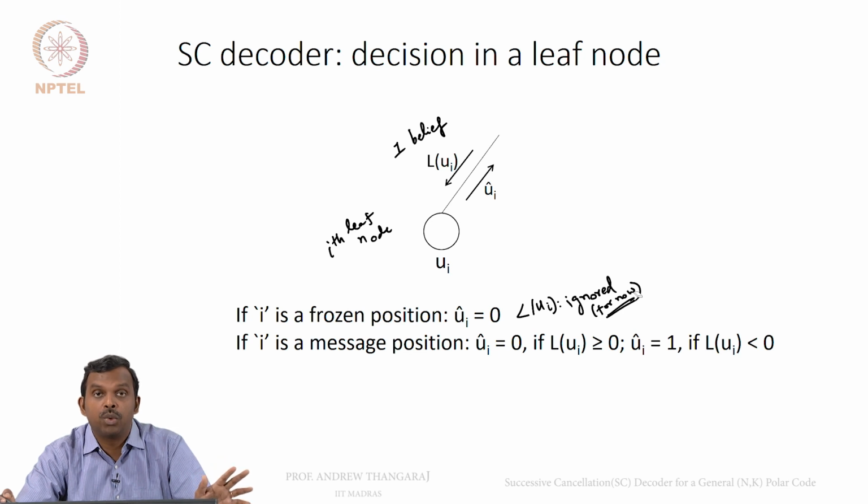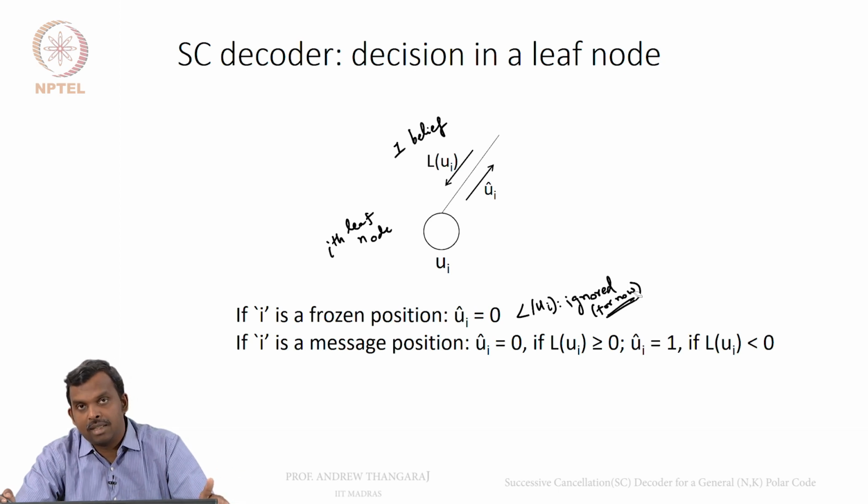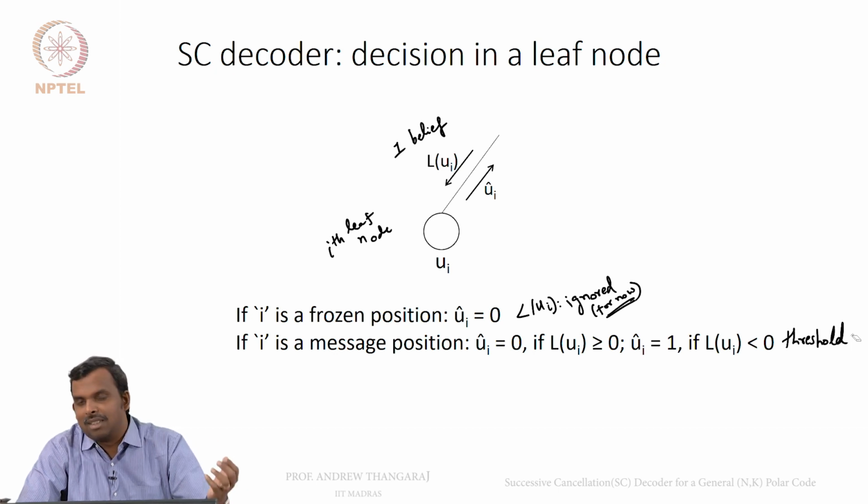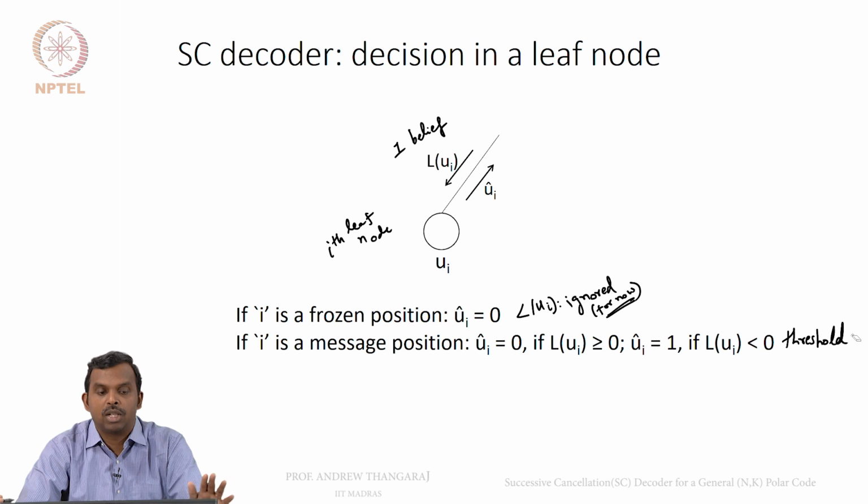It is the soft information for ui, which is actually a message bit. So if it's greater than 0, you decide that ui hat is 0. If it's less than 0, you decide ui hat is 1. This is the threshold decision. So the leaf node is sort of simple. It keeps waiting till it gets its first belief. Once the belief comes in, it's going to either use it or not use it, depending on whether it was frozen or not. If it was frozen, it's going to ignore it and always send back ui hat as 0. If it's not frozen, it's going to use that belief, use thresholding, make a decision and send back that decision. So that's what happens in the leaf node.